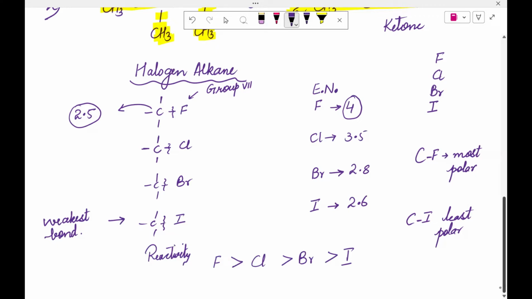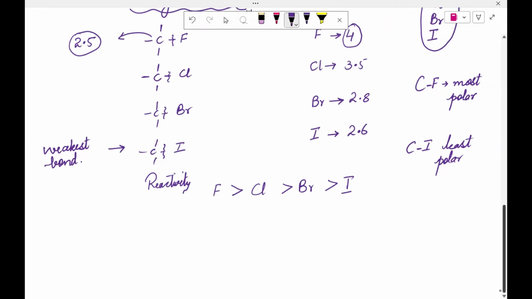Let's discuss the general formula of halogen alkane, and that is basically CnH2n+1X, where X tells us about these halogens. So this is the general formula for halogen alkane, and how we actually name them. First of all, let's see their naming.